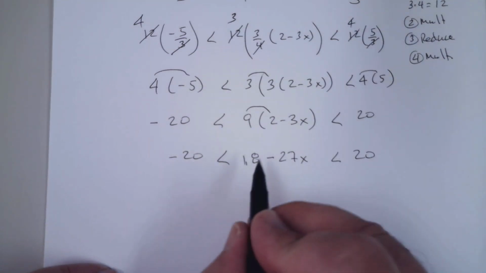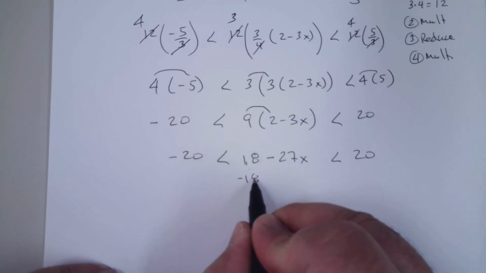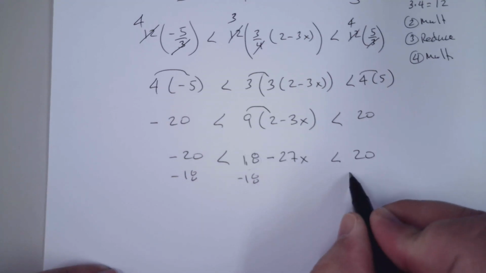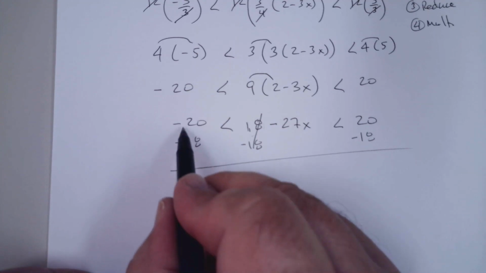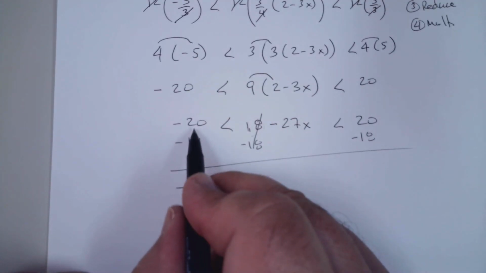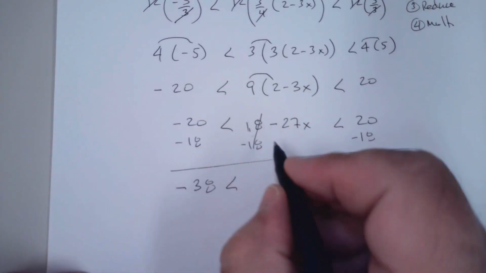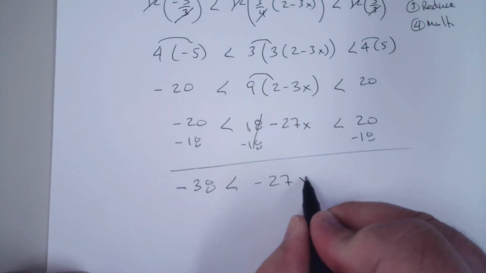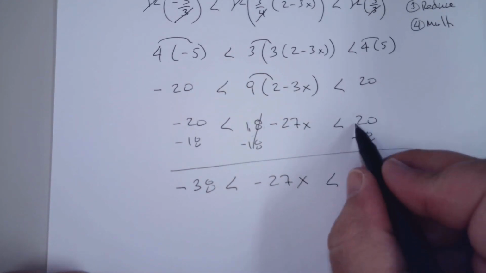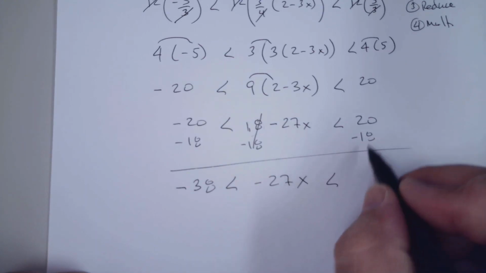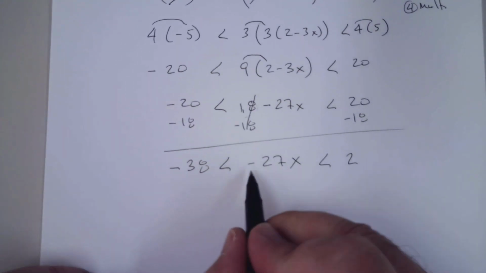We're trying to get x by itself, so we have to get rid of the 18 first. It doesn't have an x, so we subtract 18 from everybody. They're both negative, so the answer is negative. So we add the numbers. 20 plus 18 is 38. 18s are gone. Negative 27x less than. Opposite signs, 20 is bigger, so the answer is positive. 20 minus 18 is 2. There's a negative.